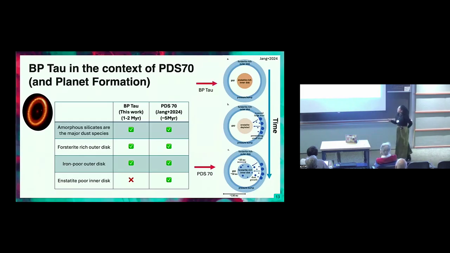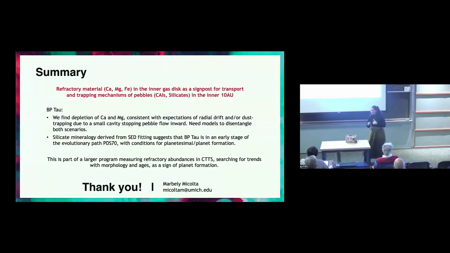If we compare with BP Tau, we find all of it except that we actually find enstatite in the inner disk. Again, enstatite in the inner disk is one of the things that is predicted, and we actually find in protoplanetary disks. What we suggest is that BP Tau could be at a different time, but on the same pathway as PDS 70. I'm not saying there is a planet, but it's a very curious observational coincidence, at least. And then, just for time, I'm going to leave you with my summary and take any questions.